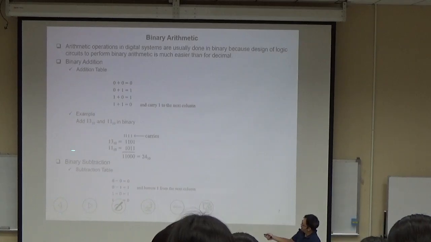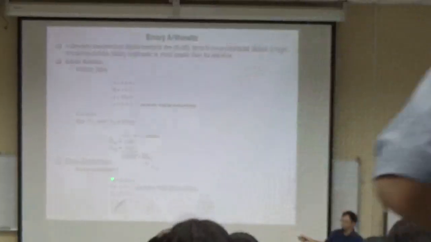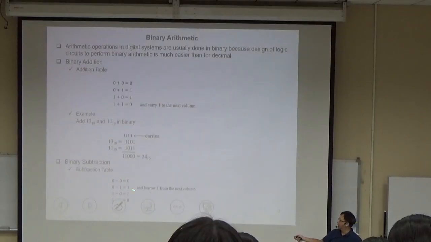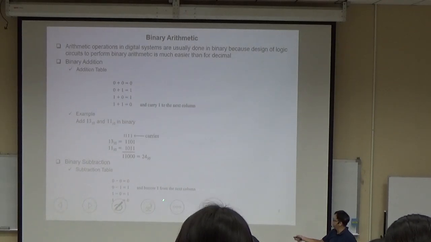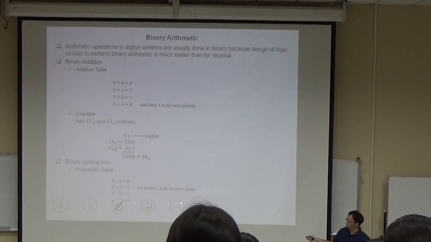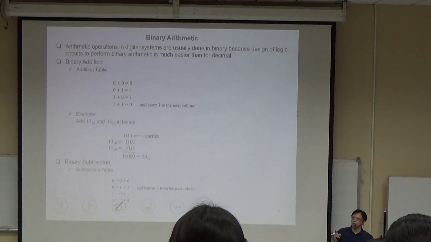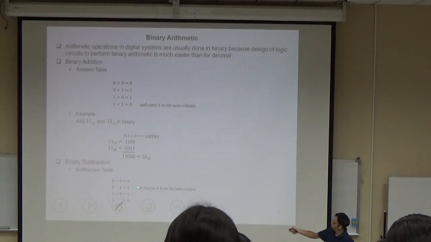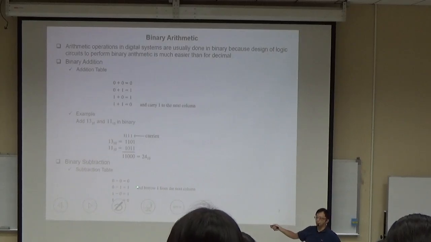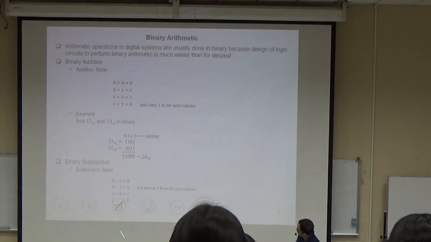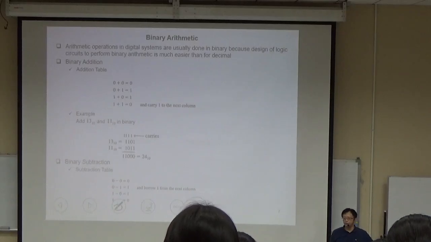So next, we talk about binary subtraction. Okay, this is the subtraction table. 0 minus 0 we get 0. 0 minus 1, we get 1, but we have to borrow 1 from the next column. 就是向下一个位元借一的意思。Okay, borrow 1 from the next column. So 1 minus 0 gets 1, and 1 minus 1 gets 0. This is the table for subtraction.